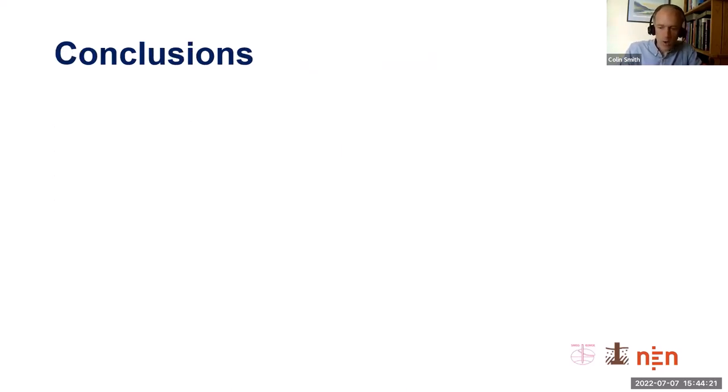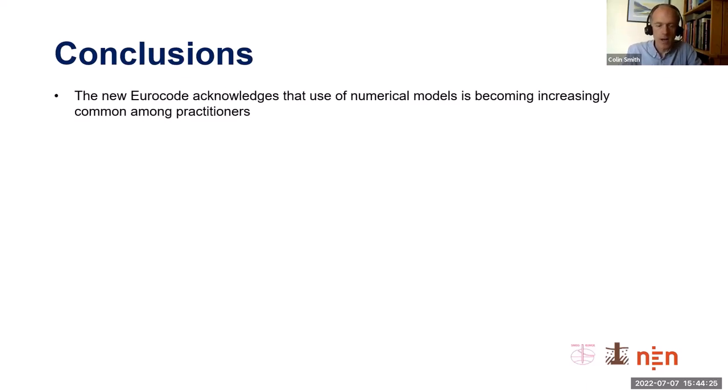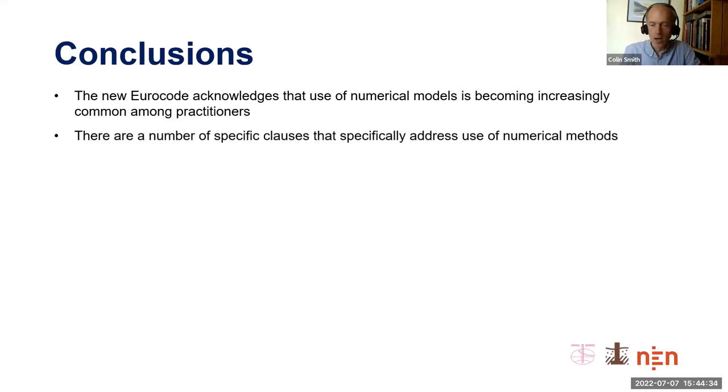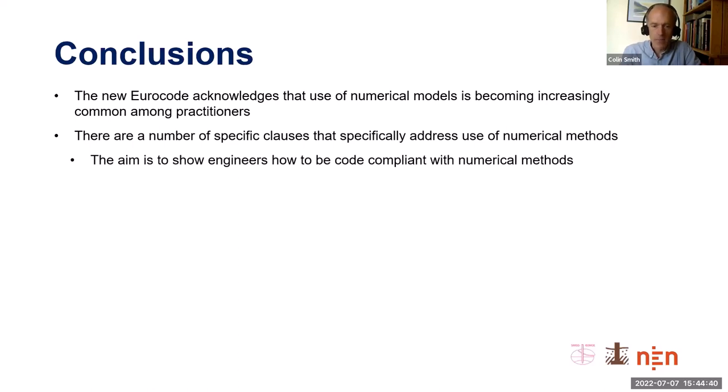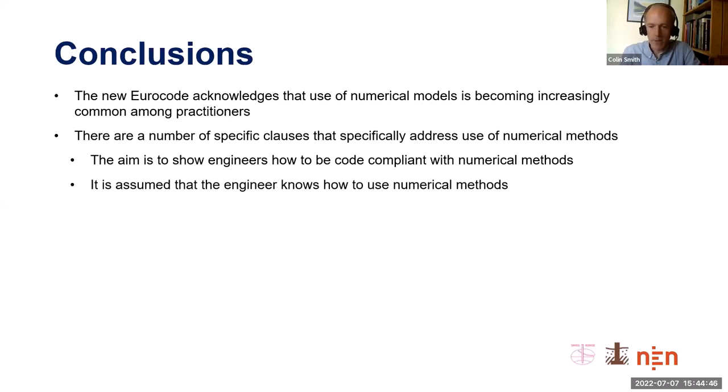So to wrap up my section, just some conclusions. The new Eurocode acknowledges that the use of numerical models is becoming increasingly common among practitioners. So there are a number of specific clauses that address use of numerical methods. The primary aim is to show engineers how to be code compliant with using numerical methods. But it is assumed that the engineers know how to use the numerical methods that they're employing.